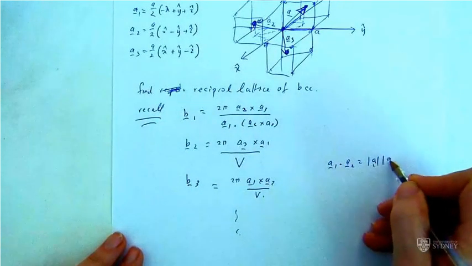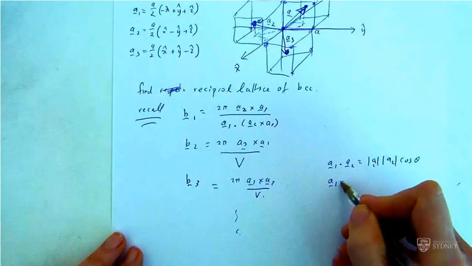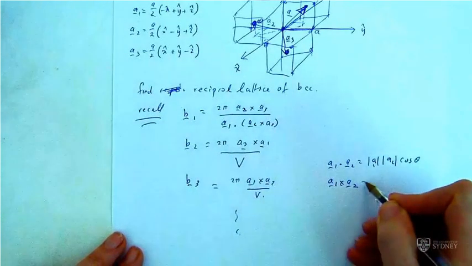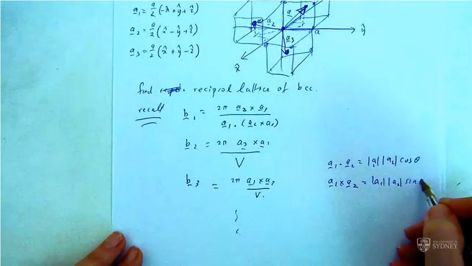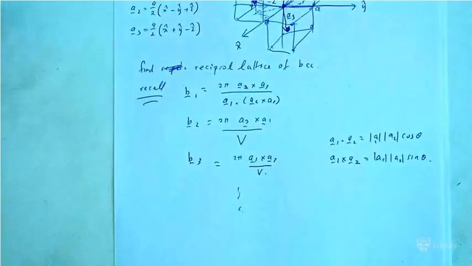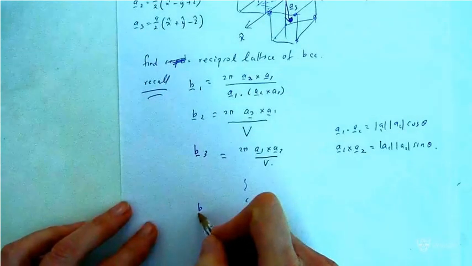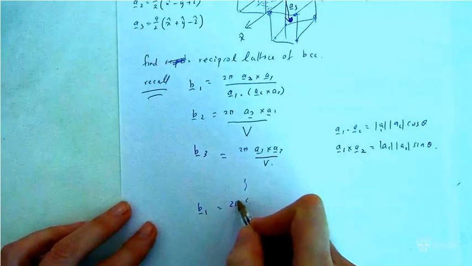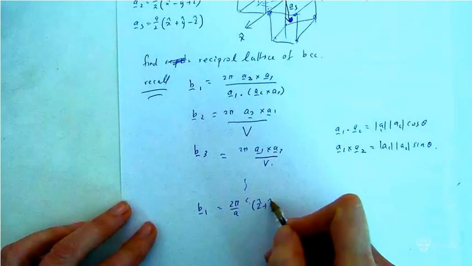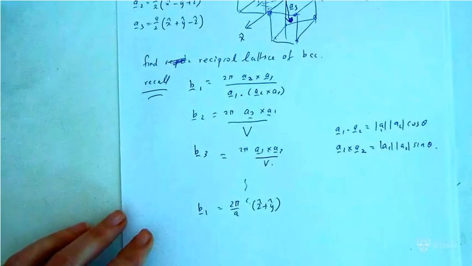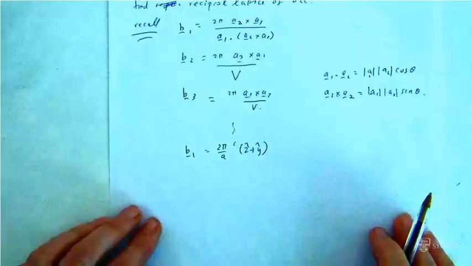Because of the angle between them and the cross product, however you want to do that, sine of the angle between them. And what you should get is B1, 2 pi over A, z hat plus y hat. So that's your first vector. And we'll plot it out and see what shape it does give us.